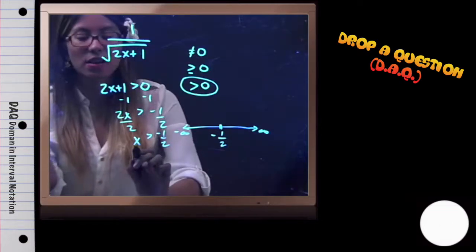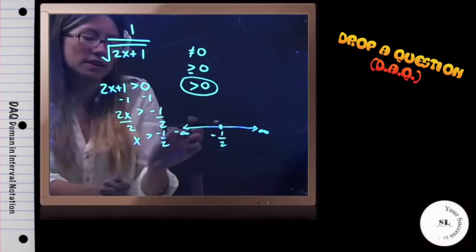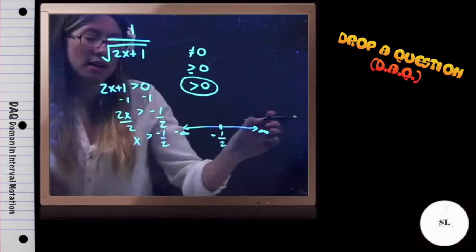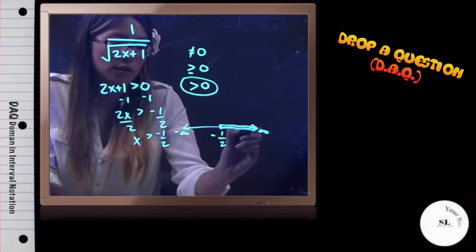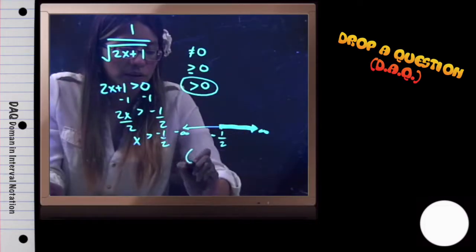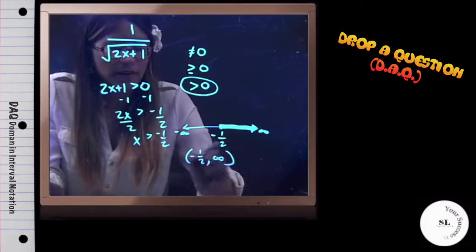Because my x is on the left-hand side, I know that my inequality is pointing to the right. It's a greater than sign, so then it's going towards positive infinity. And when I graph that in interval notation, that's going from negative 1/2 to positive infinity.